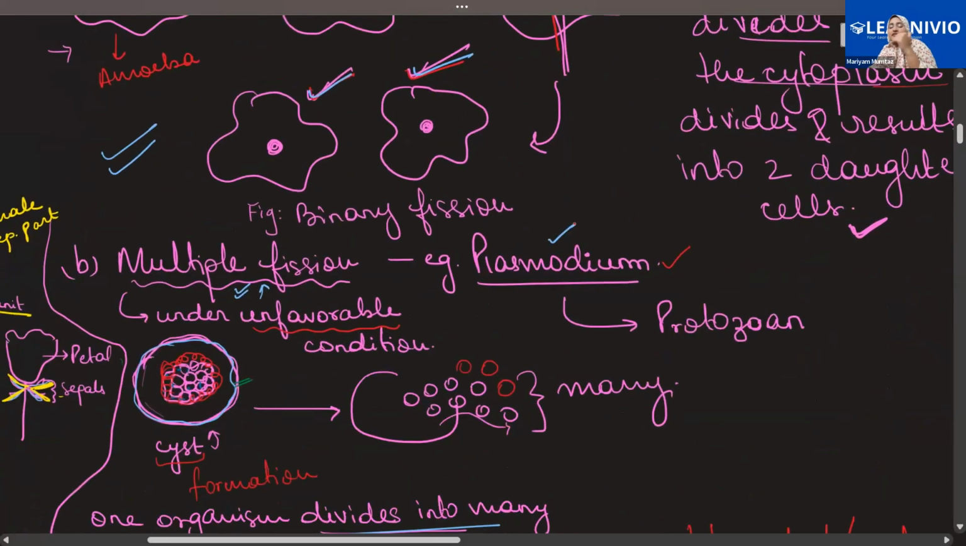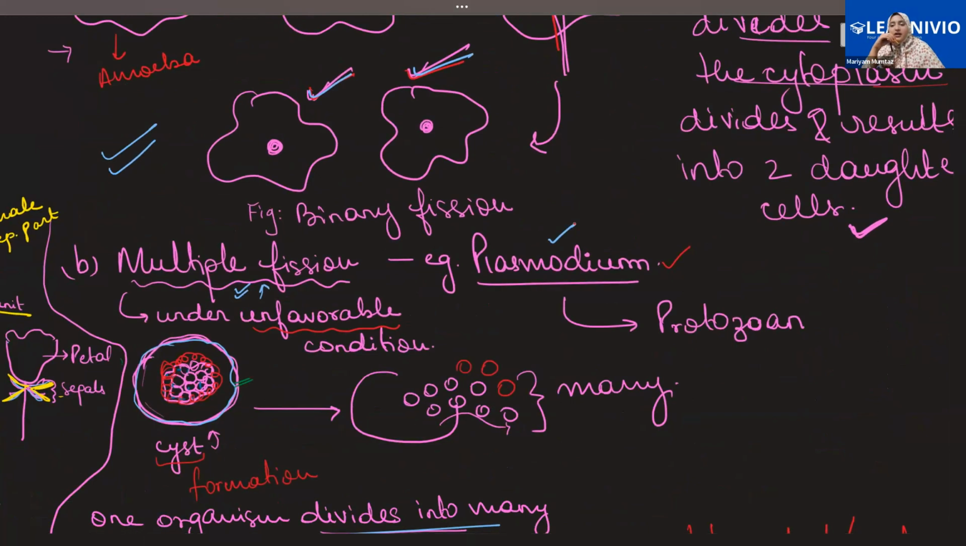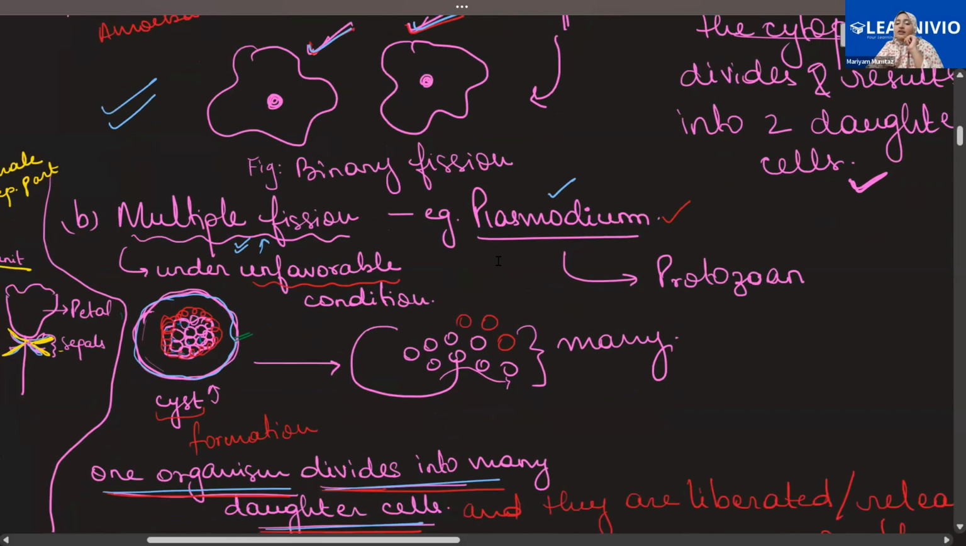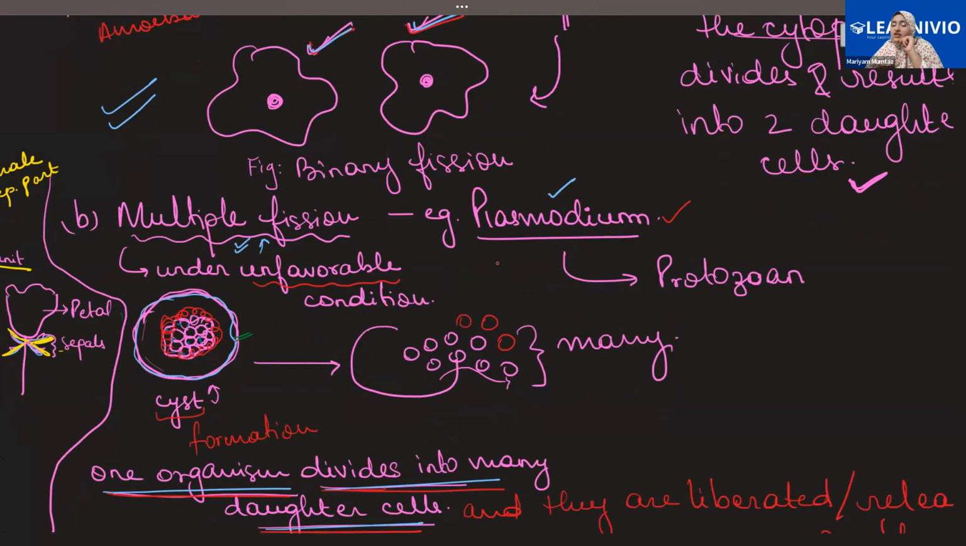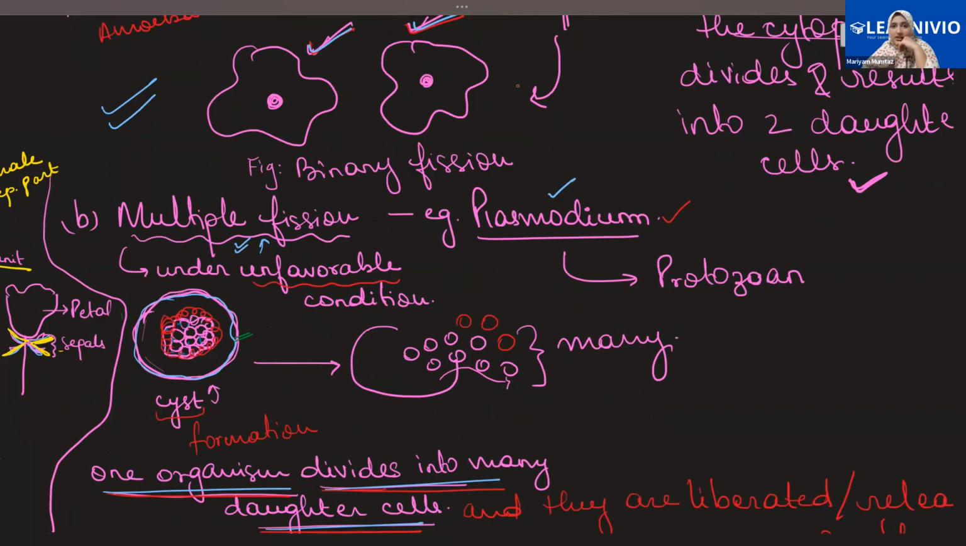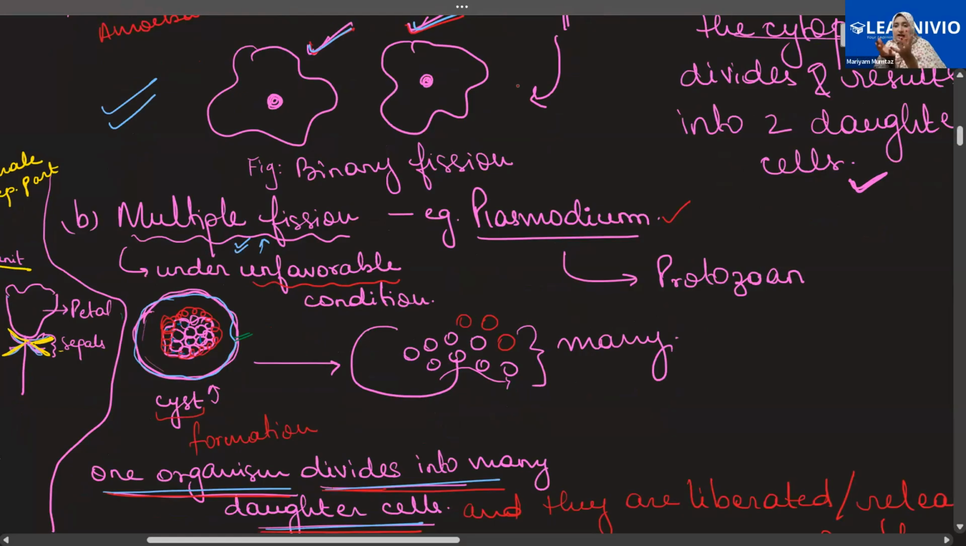Then comes multiple fission. Now, binary fission is a normal method of reproduction in the case of amoeba or paramecium. It's not an unusual method. But multiple fission takes place in plasmodium, which is a protozoan. Now, what happens in their case? Whenever unfavorable conditions arise, these organisms, such as plasmodium, make a cyst, sort of like a capsule structure.